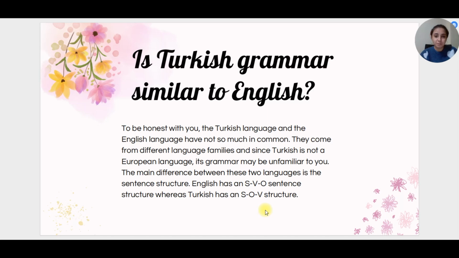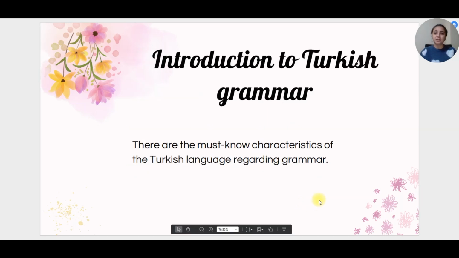The main difference between these two languages is the sentence structure. English has an SVO sentence structure, whereas Turkish has an SOV structure. Subject is in common, but the other ones are opposite. Okay. Introduction to Turkish grammar.